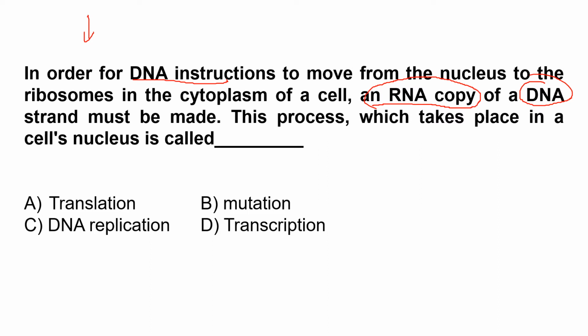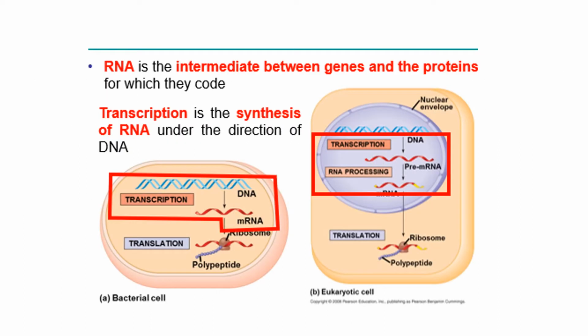It's called, as we will show later, transcription. So this is very easy. If you have doubts, you can go to the video lecture. But transcription is the synthesis of RNA under the direction of DNA, and then after the transcription, translation takes place, and in eukaryotes this happens in the cytoplasm.